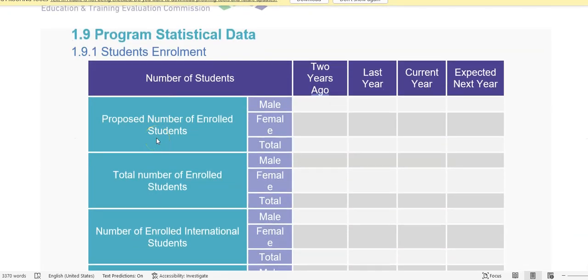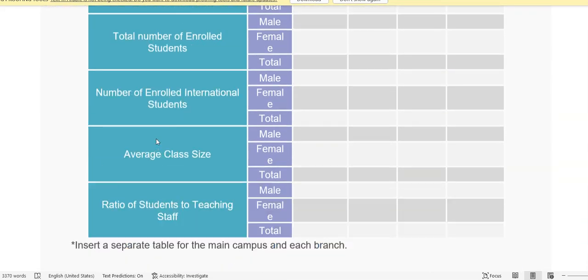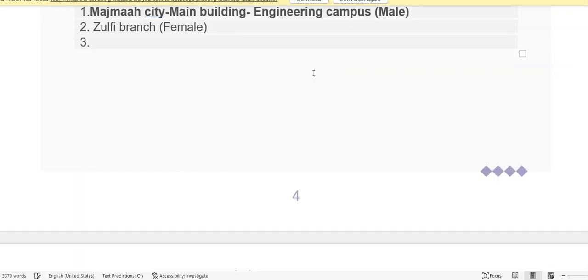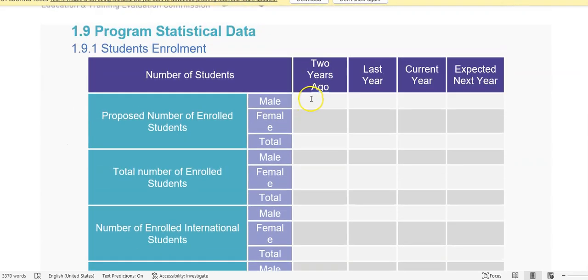Now let's go to the students enrollment. We have this table, students enrollment. You can see you have to write the proposed number of enrolled students, male, female, and the total for 2 years ago, last year, current year, and expected next year. All of this information should be prepared from the admission deanship, and right here, for example, proposed number of enrolled students 2 years ago.